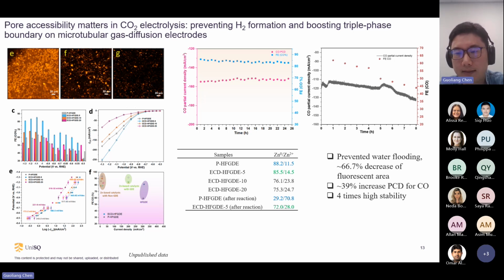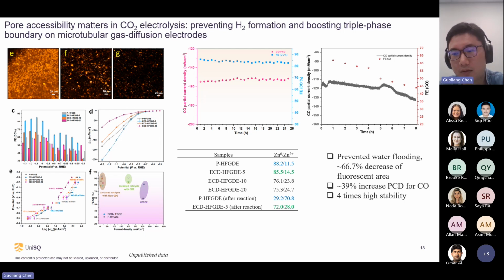And when we apply the gas, figure F is when we applied a certain gas penetrating the hollow fiber, the fluorescent residue area, like the water flooding area, will reduce. Figure C is where we applied the PTFE on the hollow fiber. This area further reduced, compared to the first one, to almost 67%. All this evidence shows that by applying PTFE here, we improve the pore utilization for CO2 distribution.